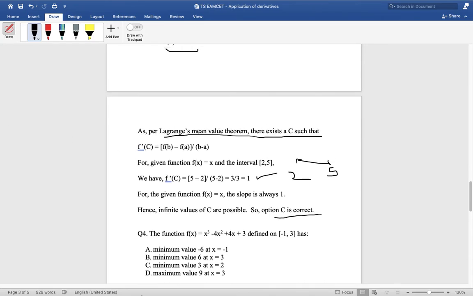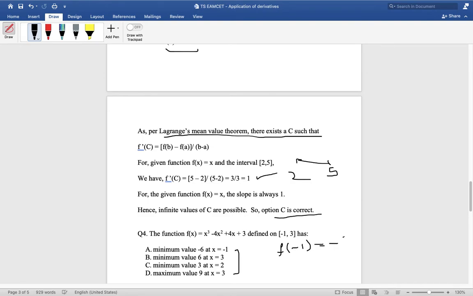The function f(x) equals x cube minus 4x square plus 4x plus 3 defined on [minus 1, 3] has minimum at this. Sometimes you don't even need to solve the problems. You can have a look at the options and try and substitute to see which option is the correct one. If I put f of minus 1 in this, what will I get? f of minus 1 is minus 1 minus 4 minus 5, again minus 4 minus 9, plus 3 is minus 6. So f of minus 1 is minus 6.